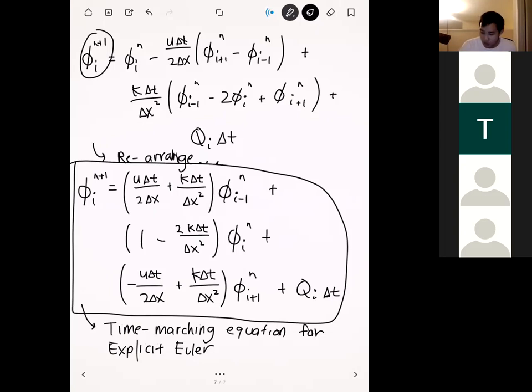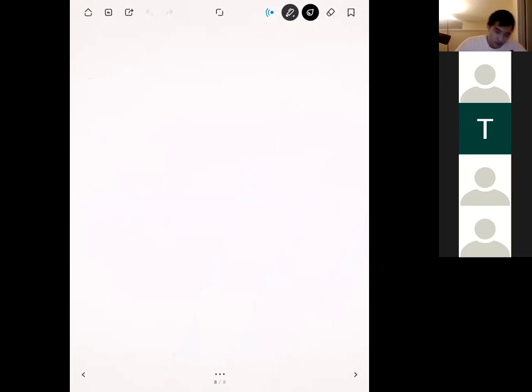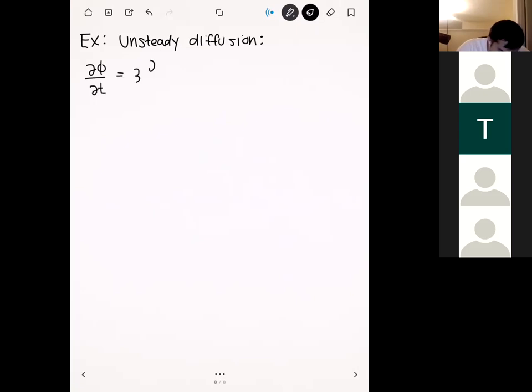Okay, so let's do an example. We're going to start with a pretty simple example, and we're going to consider the unsteady diffusion equation. No convection for now, so just diffusion and unsteadiness. For that, we have d phi dt is equal to 3 d squared phi dx squared.